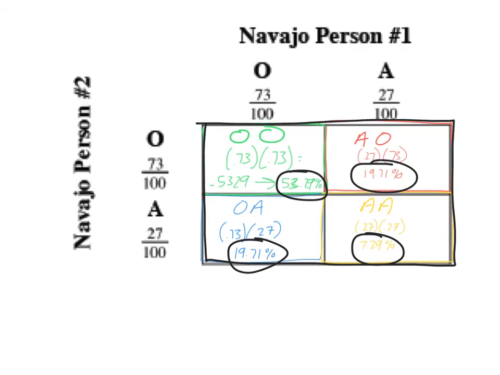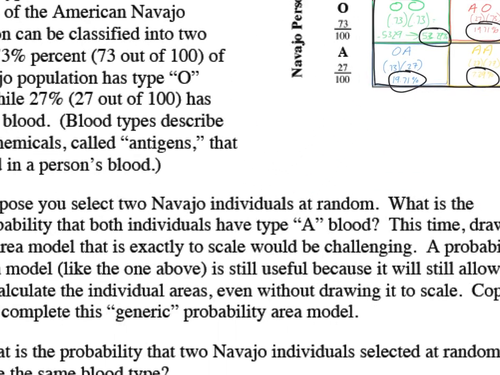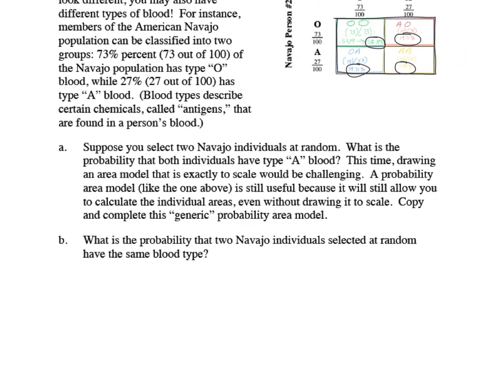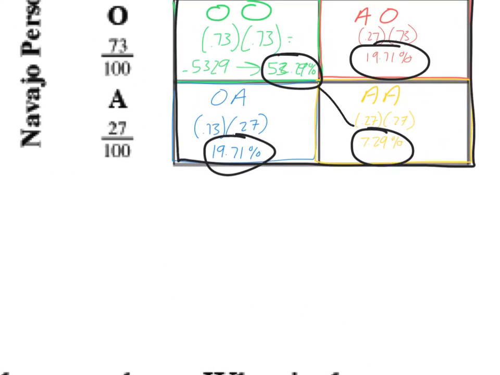So in analyzing this, at the very end, it says what's the probability that two individuals selected at random will have the same blood type? Well, the same blood type is either AA or OO, so adding those two together would give us roughly 60.6% chance that somebody would have the same blood type.